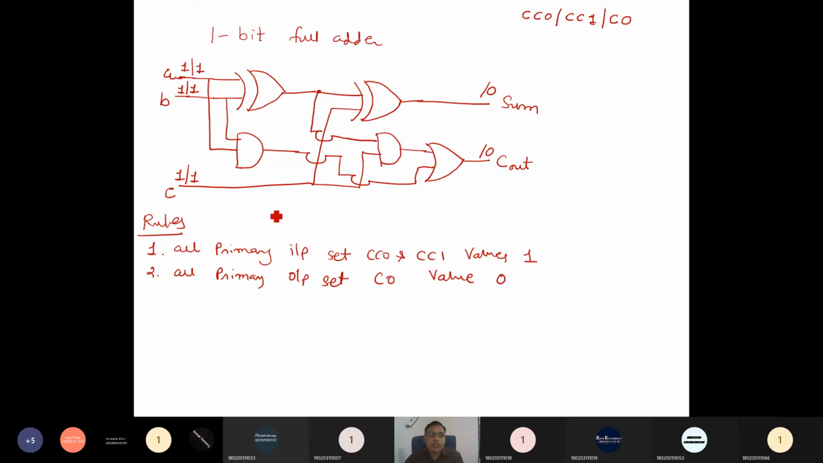Now we have to calculate the observability values, and we have to move. To calculate the controllability we have to move from the primary input toward the primary output, and when we calculate the observability we have to move from the primary output to the primary input, right? So let me calculate the controllability at this line. So what is the rule to calculate the controllability of the XOR gate? What is the rule?